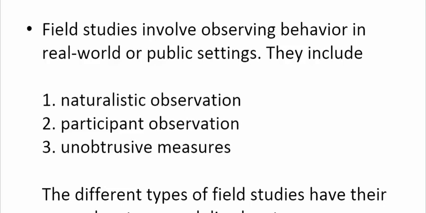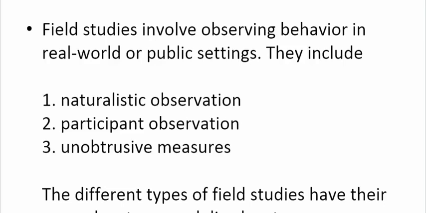And I want to talk about three types of field studies in this video: naturalistic observation, participant observation, and unobtrusive measures. I'll define each of these and provide at least one example of each, and then after that, I want to compare naturalistic and participant observation directly and talk about the pros and cons of each. So let's start with naturalistic observation.